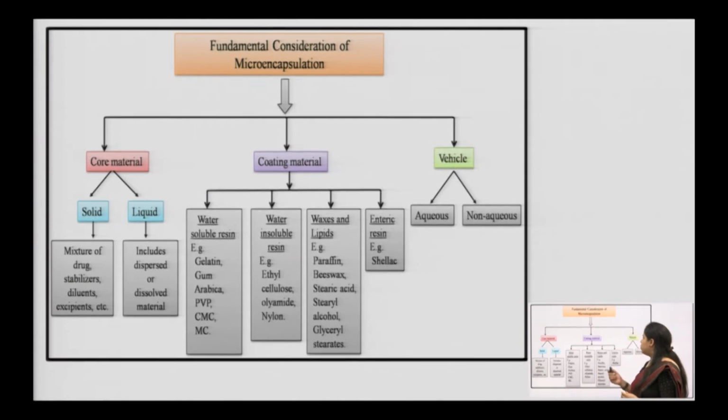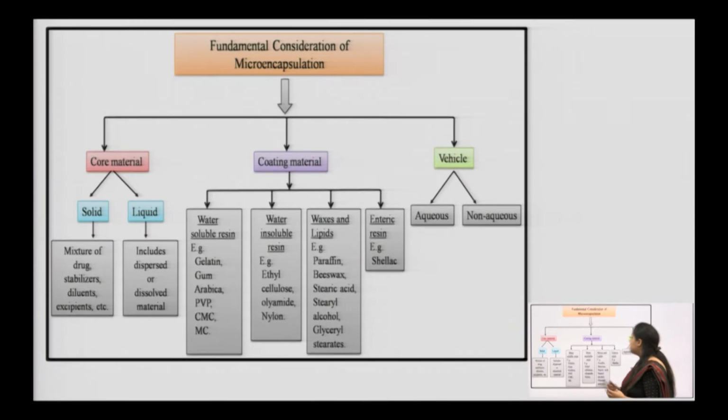Now, we will move to the coating material part. Here you can see various polymer categories have been mentioned, like water soluble resin. Examples are gelatin, gum arabica, which are natural polymers we can use for microencapsulation, and PVP, that means polyvinyl pyrrolidone, CMC, carboxymethyl cellulose, and MC, methyl cellulose. These are the various polymers which we can use for microencapsulation, and these lie under the category of water soluble resin. For water soluble kind of preparation we can select these types of polymers.